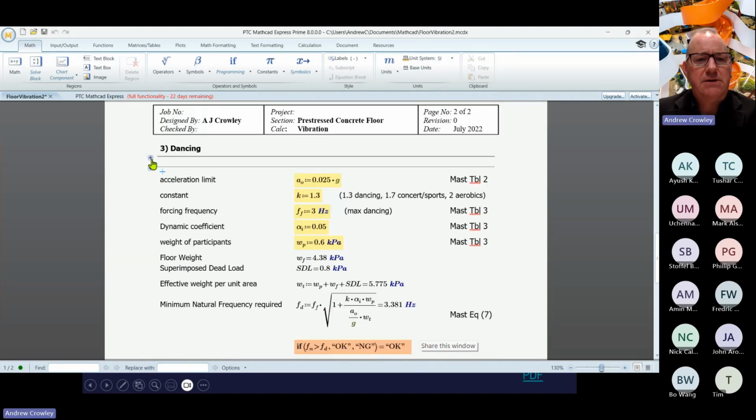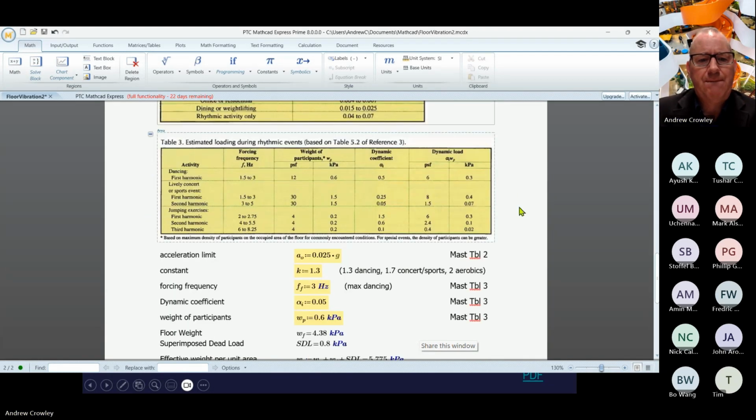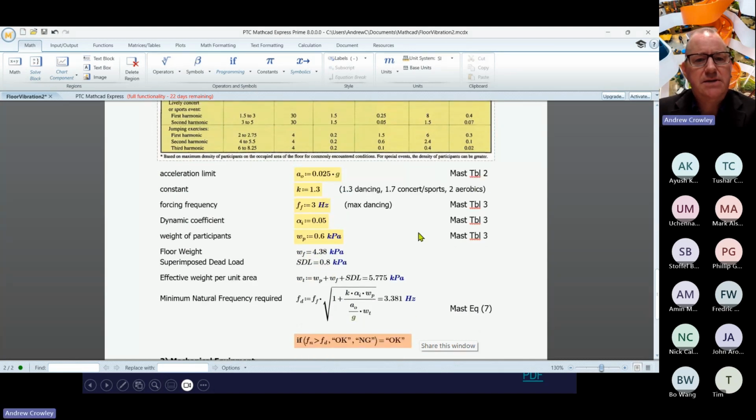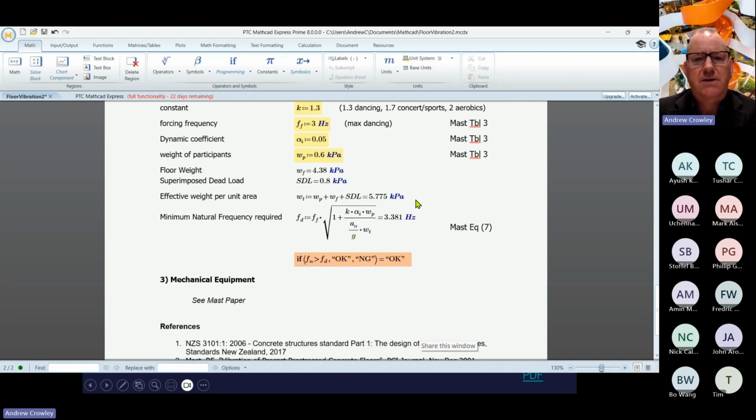So we then go on to dancing. I've put the tables in little areas so you can expand or shrink them down as required. So when we're looking at dancing, we take a constant K of 1.3 and carry the acceleration limit from table 2 and the other parameters from table 3. You have a forcing frequency, which is typical with dancing, of 3 hertz. And a dynamic coefficient, again from the table, of 0.05. You take a value of the weight of participants, and again, this is much lower than the normal UDL you would apply for a live loading.